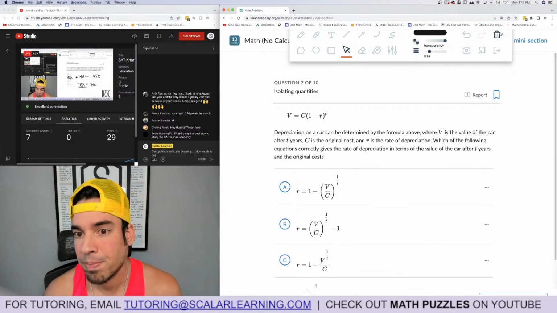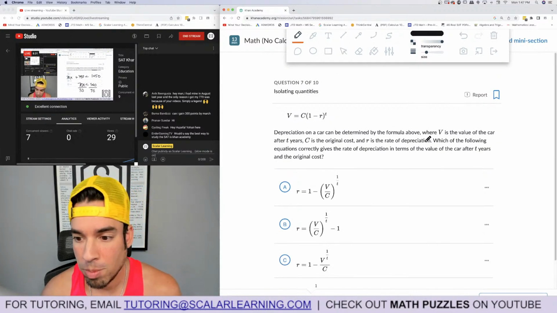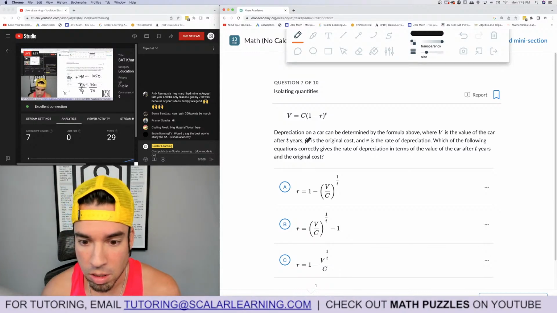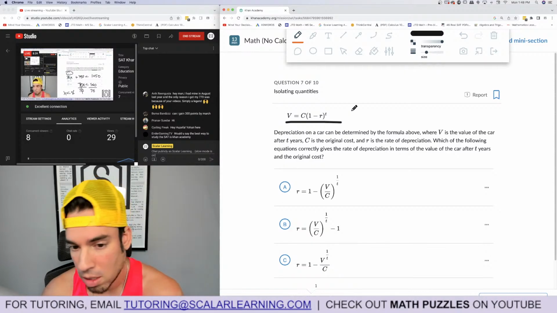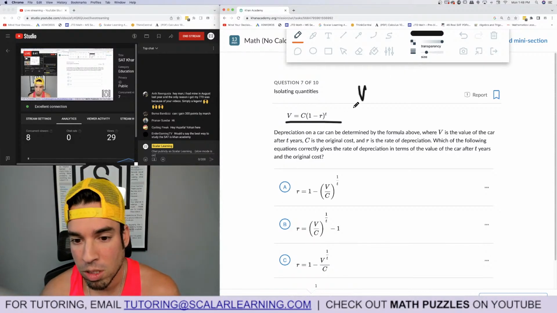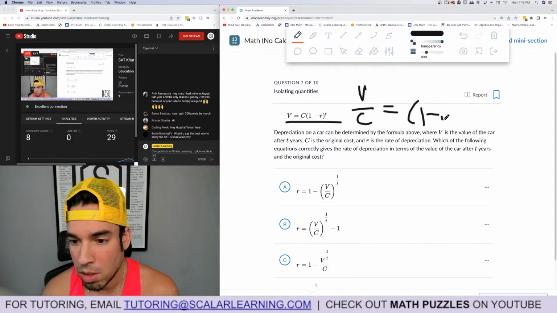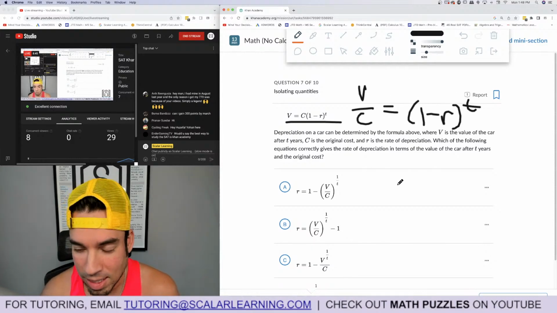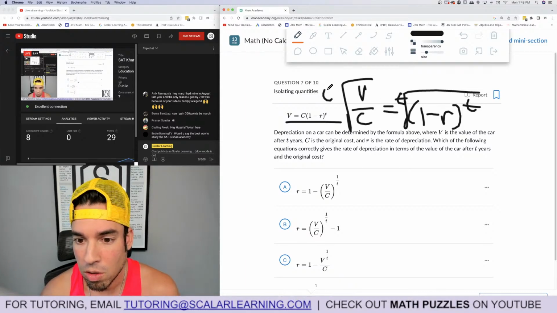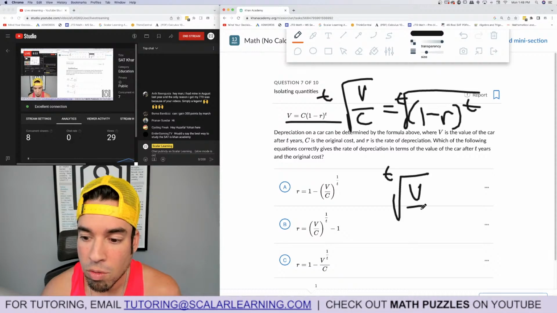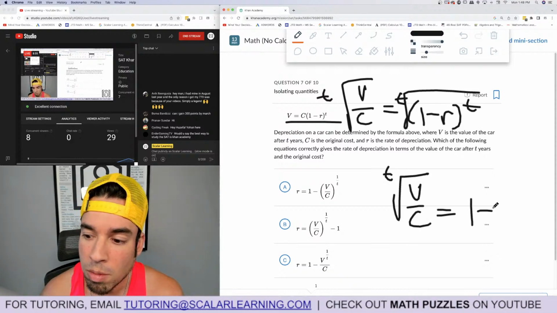Okay, number 7. Depreciation of a car is determined by the formula V equals C times (1 minus r) to the t power. This is just isolating quantities. I kind of got the notion when I looked at the answers. We just have to isolate r. First, I'm going to divide both sides by C. Boom. 1 minus r to the t power. Then I'm going to take the t root of both sides to get rid of that exponent. So then it's the t root of V over C equals 1 minus r.